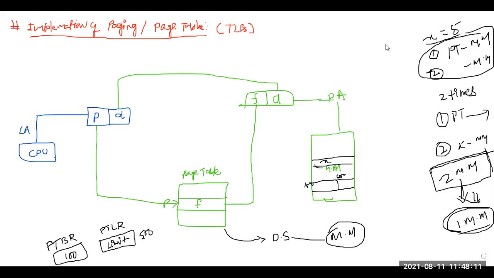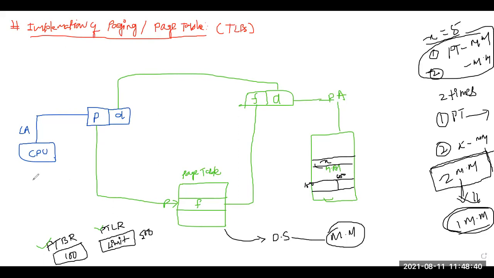Is it clear to all of you? Is it clear? So what does PTBR stand for? Page table base register. It is always going to store the base address of the page table. And what does PTLR stand for? It is page table limit register, it will store the size of the page table. What will be the maximum size of the page table?